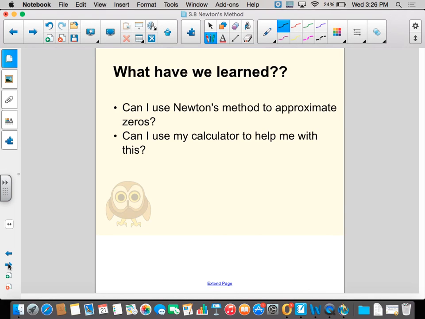But remember, all it is is repeatedly finding tangent lines, putting a 0 in for y and solving for x, then finding the next tangent line, putting in a 0 for y and solving for x, and doing that over and over and over.